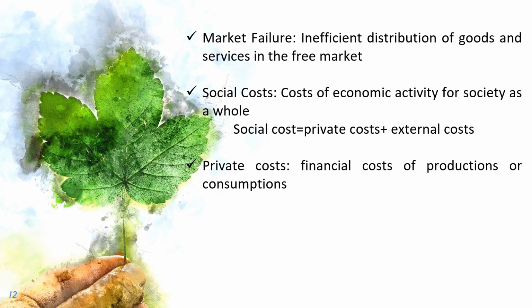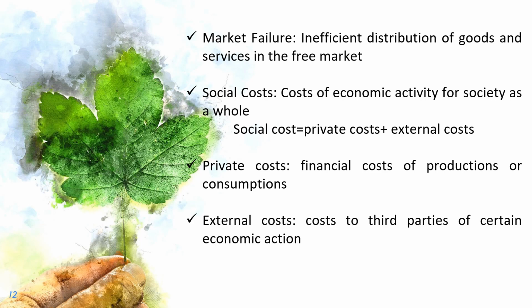Then arises what private cost means. It is the financial cost of production or consumption that is incurred by the individual or the producer concerned. And what is external cost? These are the costs that are incurred by third parties as a result of certain economic actions.